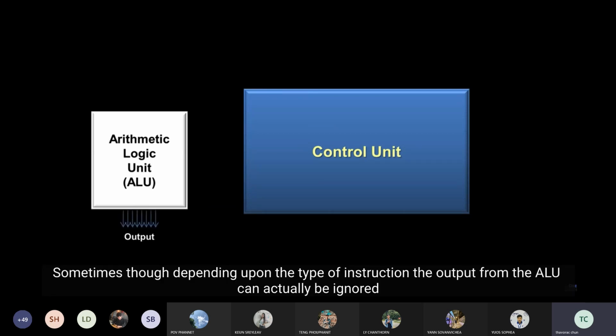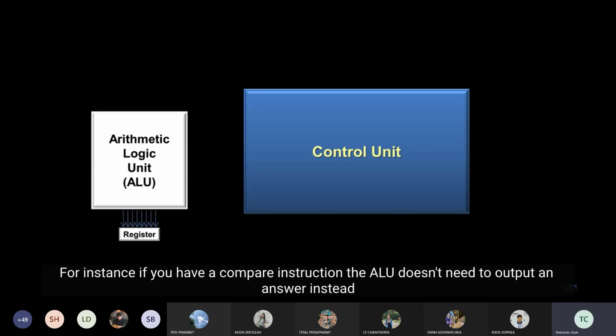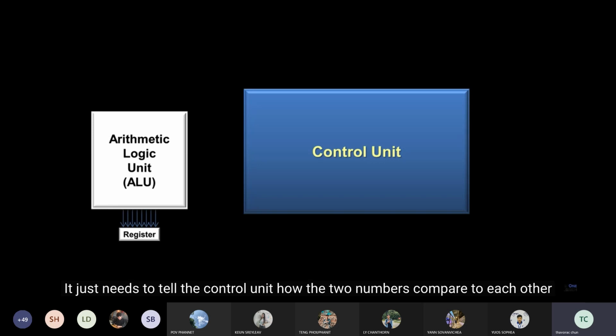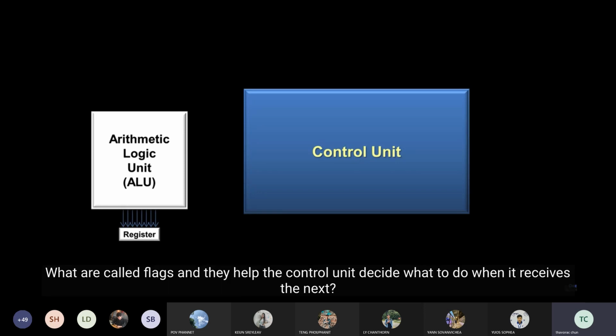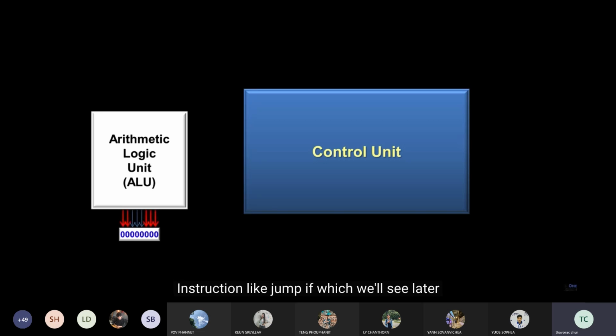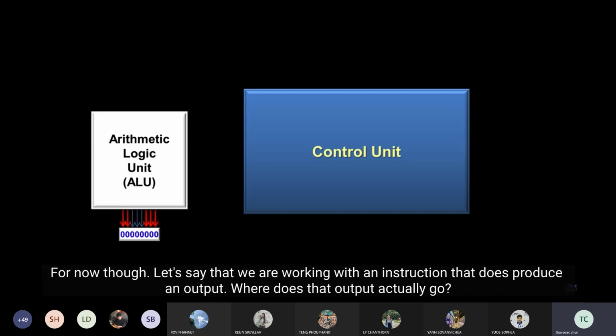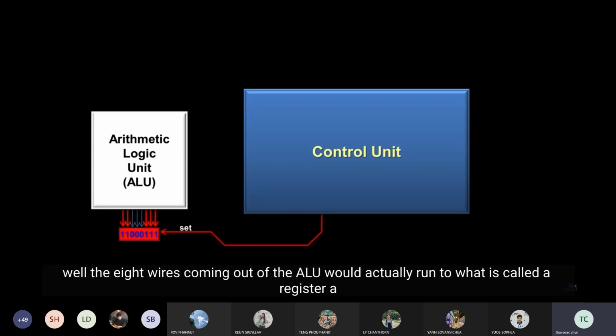Well, the 8 wires coming out of the ALU would actually run to what is called a register. A register is a very simple component whose only job is to store a number temporarily. Registers act just like RAM, except they are inside the CPU, making them faster and more useful for storing a number temporarily while an instruction is being processed. When the ALU sends the output to the register, it won't actually be saved until the control unit turns on the register's set wire. The set wire is just like the one we saw earlier for RAM. When the set wire is turned on, the register saves whatever number is on its input wires.